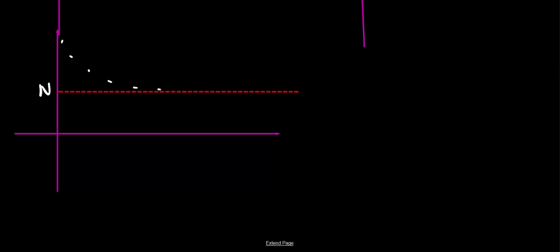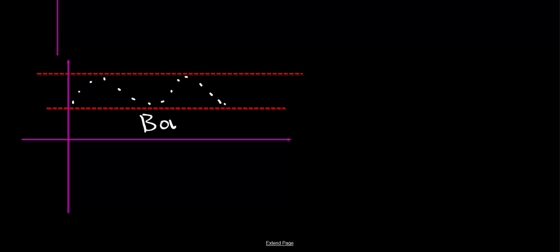Now, what if it's bounded above and below? So you can have a situation where you have bounded above and below. Let's look at that. Here's bounded above and below. If we see a situation like that, where it's bounded above and below, we just say it's bounded. It's bounded above and it's bounded below. So we just say bounded.